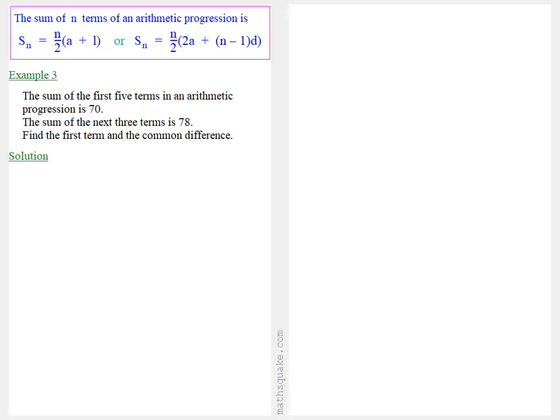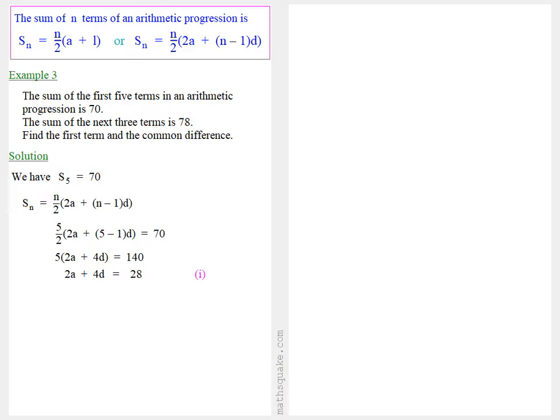Well, to solve this, we have the sum of the first 5 terms, S5, is equal to 70. Now we have the formula Sn is equal to n over 2 into 2a plus n minus 1 d. And we can substitute in n is 5. That gives us 5 over 2 into 2a plus 5 minus 1 d is equal to 70. If we double both sides, that gives us 5 into 2a plus 4d is equal to 140, or if we divide by 5, 2a plus 4d equals 28. We'll call that equation 1.